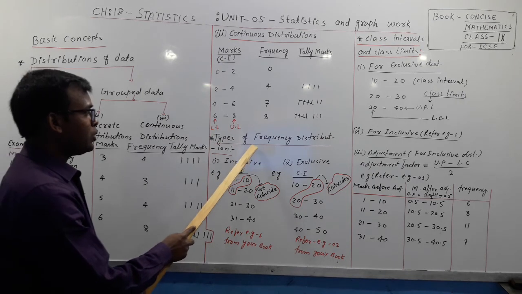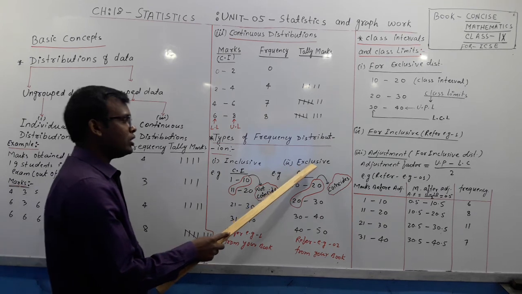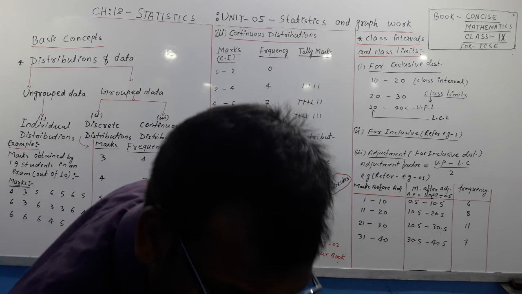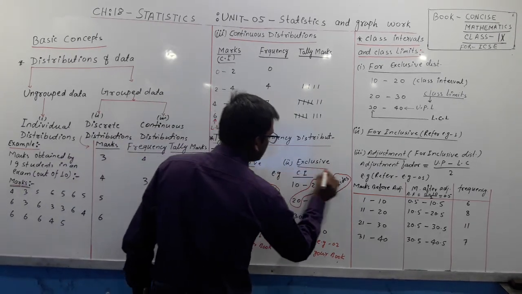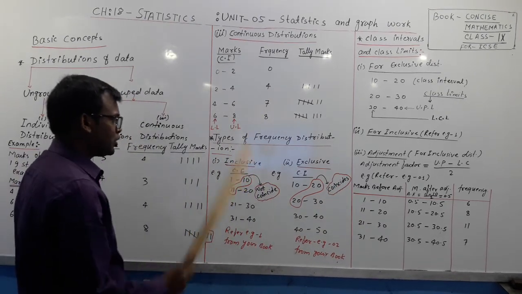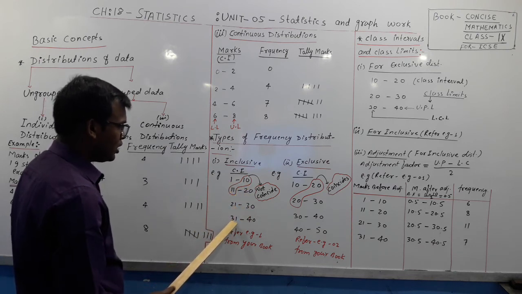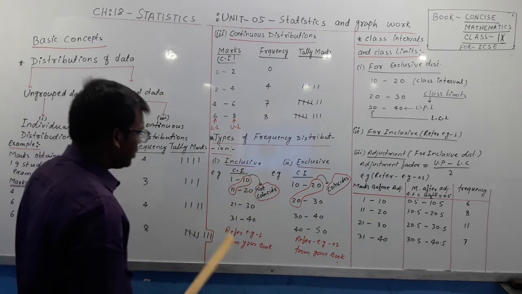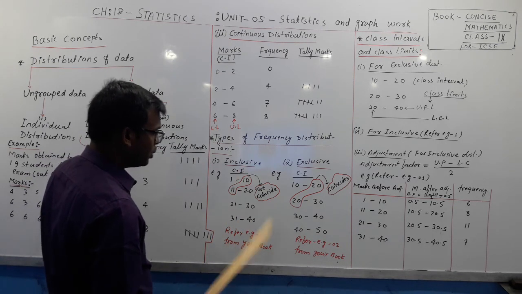Now the next topic is types of frequency distributions. There are basically two types: one is called inclusive distributions and the second is called exclusive distributions. Let me take one example related to inclusive distributions: 1 to 10, 11 to 20, 21 to 30, 31 to 40. For your betterment, refer to example number 1 from your book.